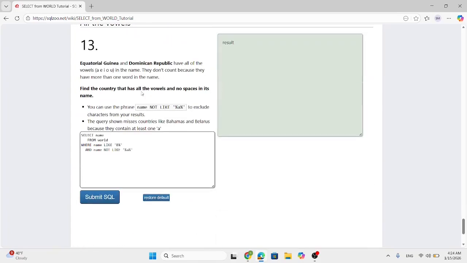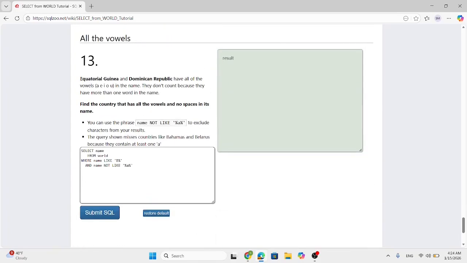We come to the last question. Equatorial Guinea and the Dominican Republic have all of the vowels in the name. These 5. They don't count because they have more than one word in the name. Find a country that has all the vowels and no space in its name. Okay, you can use the phrases name not like A to exclude characters from your results. The query shown misses countries like Bahamas, Belarus because they contain at least one A.